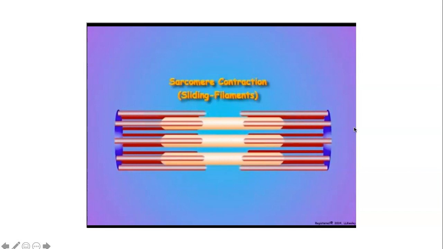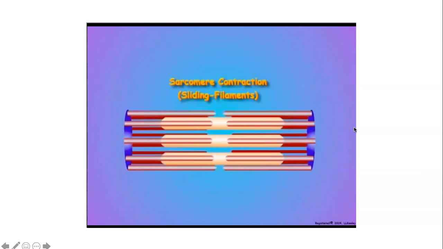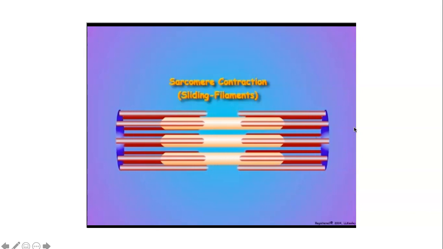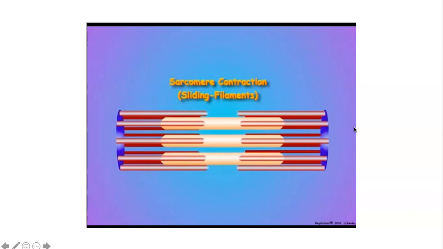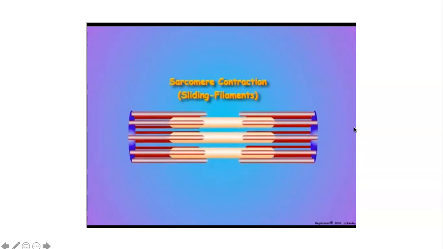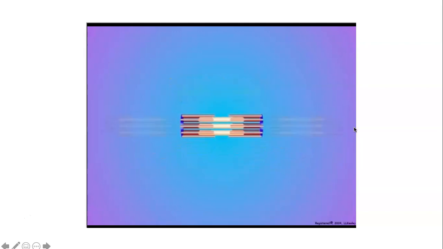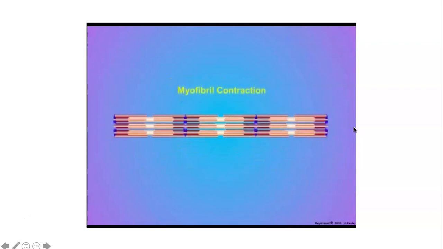When a muscle contracts, the actin filaments within a sarcomere slide along the myosin filaments. This has the effect of pulling the Z bands closer together and shortening the sarcomere. This view presents a series of sarcomeres similar to the situation during contraction by a myofibril.